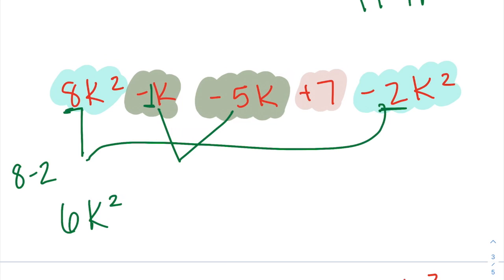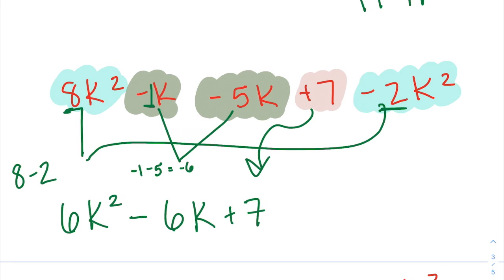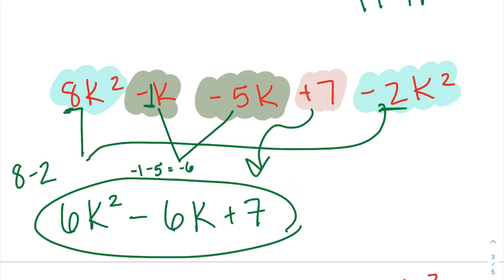But here I have negative 1k minus 5k. Whatever these are when they're combined, it's going to have a k. Negative 1 minus 5 is negative 6. So I'm going to have a minus 6k. And then the very last term I have is this plus 7, which just chills at the end. There's no other numbers, no other constants for it to combine with. This is as simplified as that gets.